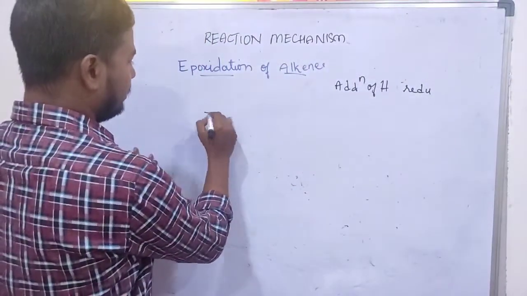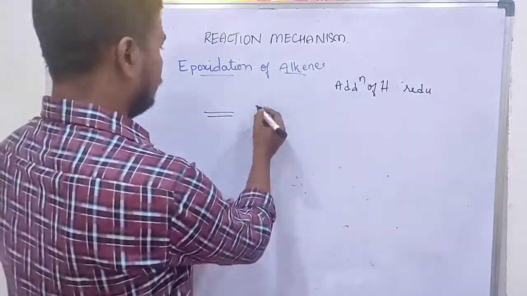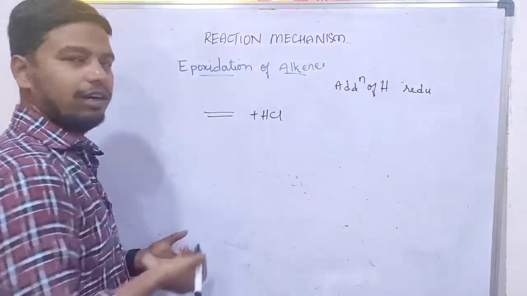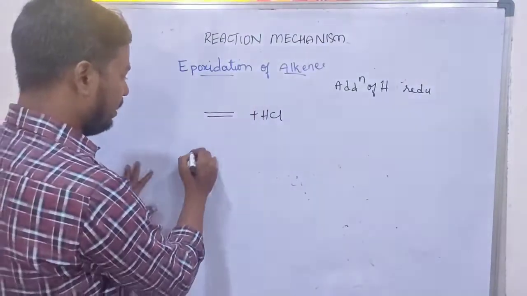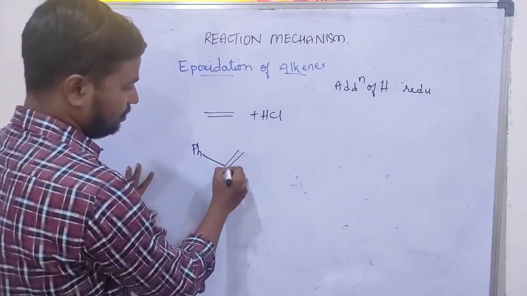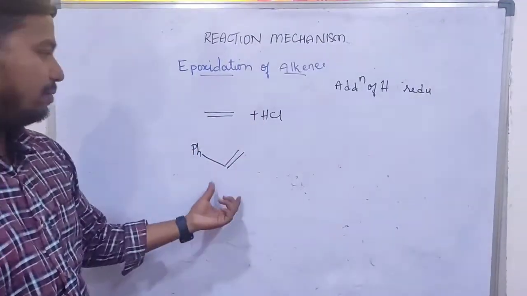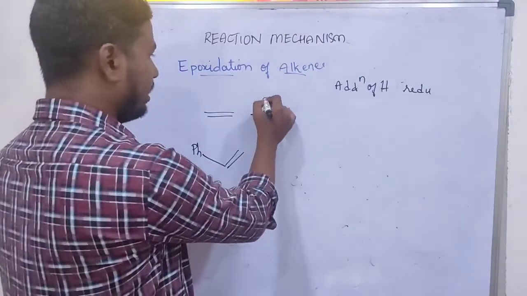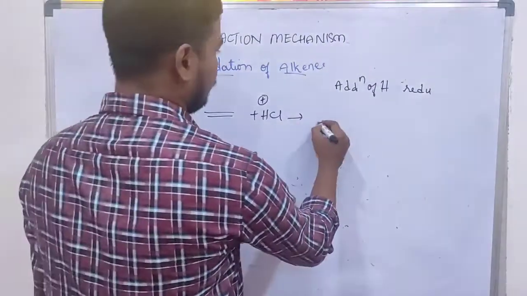So first of all, take this example and treat it with HCl. This is a normal isolated double bond, which is called an alkene, right? And see this example, another example. It is also isolated only. Let's see what will happen. First of all, we will do the reaction here.